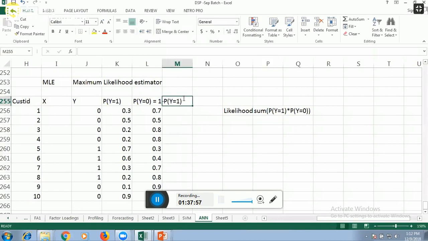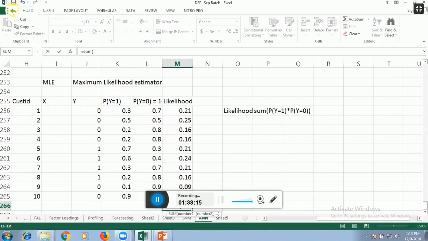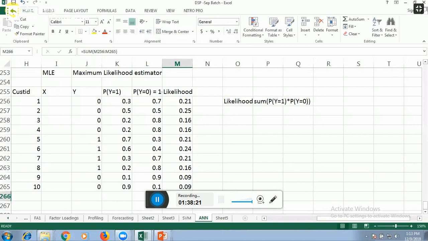So what does that mean? This is a likelihood. The likelihood is this multiplied with this, and you will get the sum of this. This is what we call a likelihood. And what we are trying to do is maximizing this likelihood.